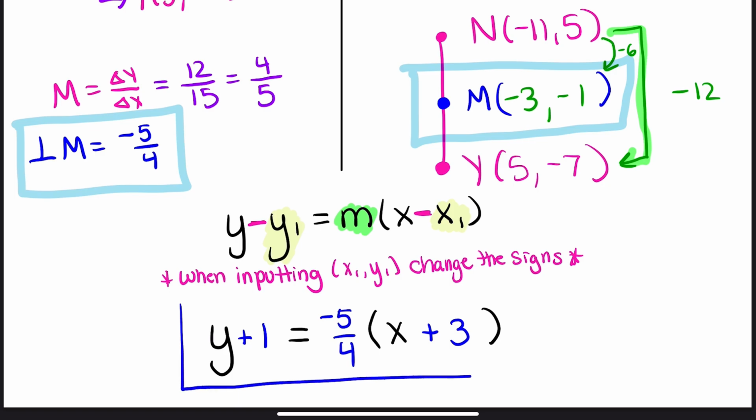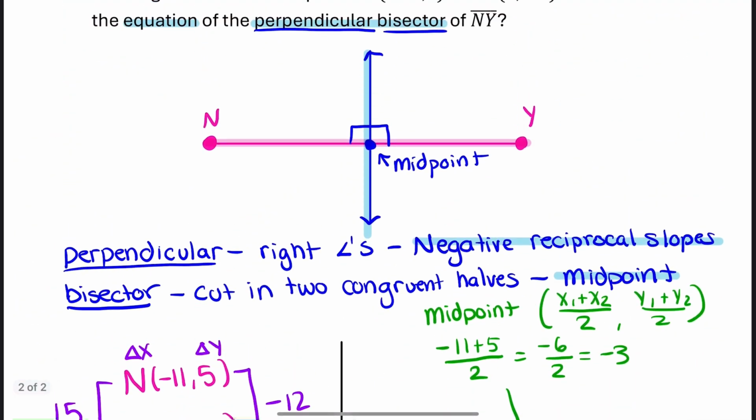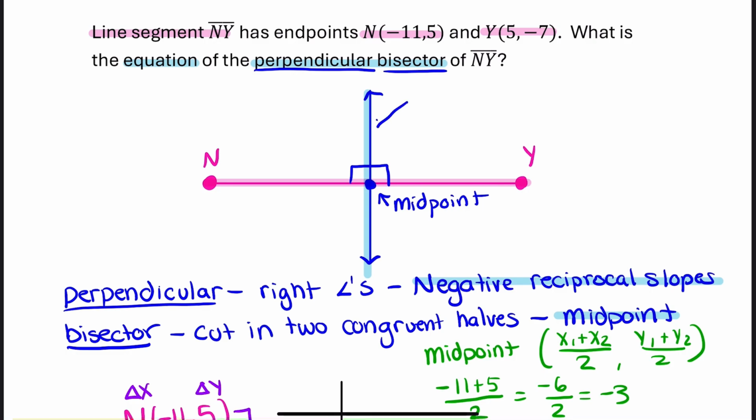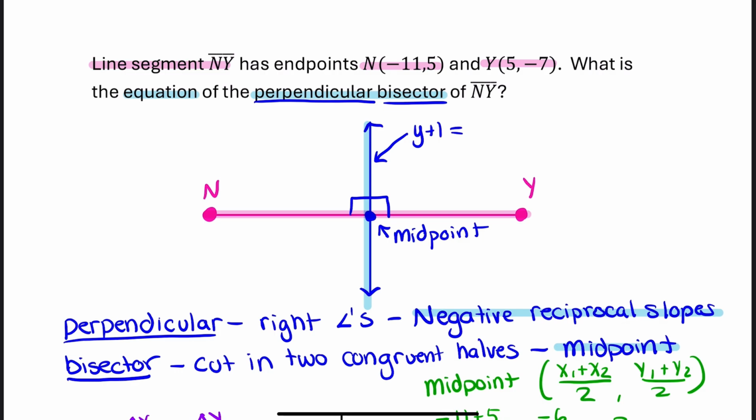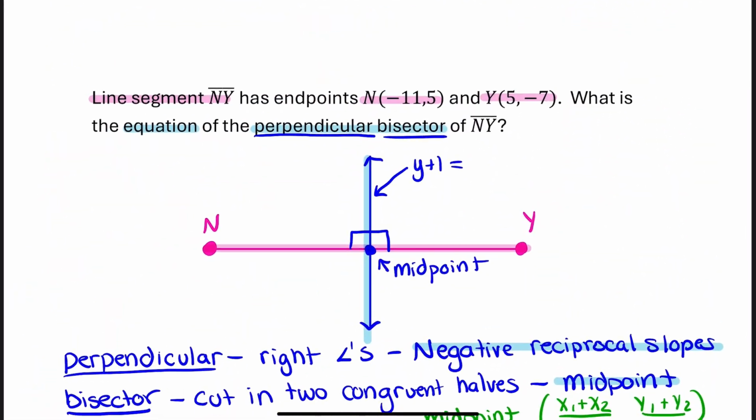So this line, this equation, is of the perpendicular bisector of my original line, which means that equation works for this guy here. Okay, so I can say, so what was it? It was y, let me just double check. Y plus 1 equals -5/4 (x plus 3). That is the equation of that line, okay? Because it goes through the midpoint and it is perpendicular. It has a negative reciprocal slope.